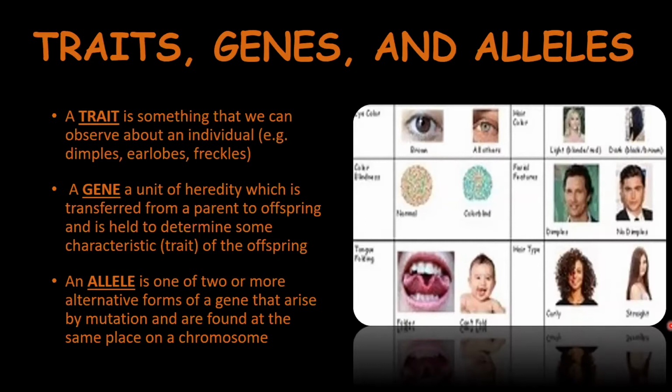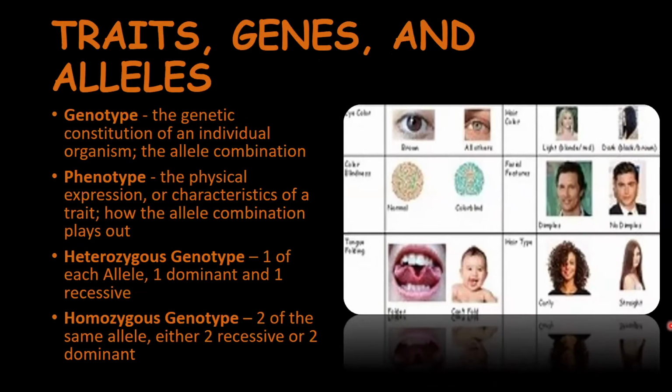And so making up the gene, we have alleles. An allele is one of two or more alternative forms of a gene that arise by mutation, and they're found on the same place on a chromosome. So we know that our chromosomes exist in pairs, and an allele for a particular gene is located at the same spot on each of those chromosomes. So next we have a genotype, and the genotype is the genetic constitution of an individual organism, or how those alleles are combined to inform the gene.